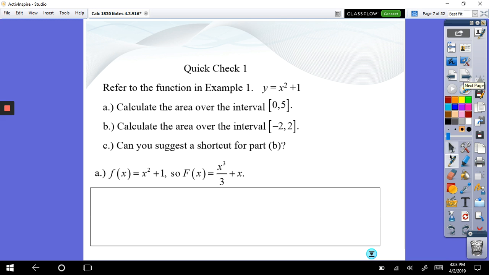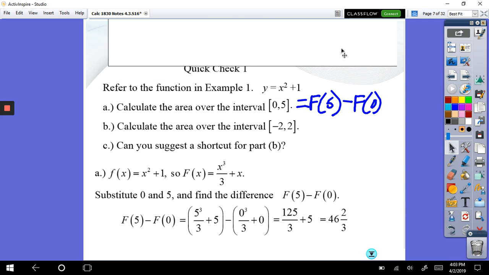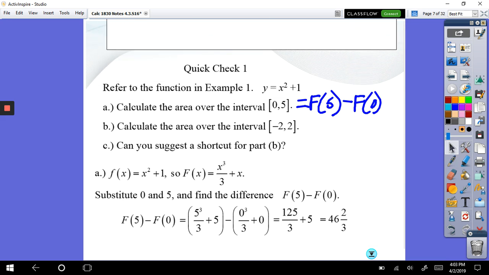Alright, so I'm not going to do the quick check. I don't think you have them on your notes anyways, but if you needed to calculate the interval from 0 to 5, you would do the same thing that we just did, but you would put in F of 5 minus F of 0, boom, which is shown right there.